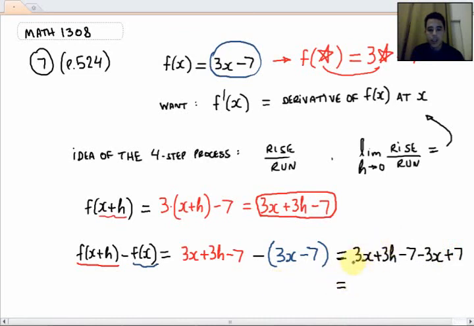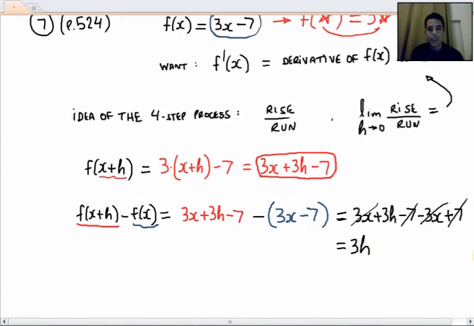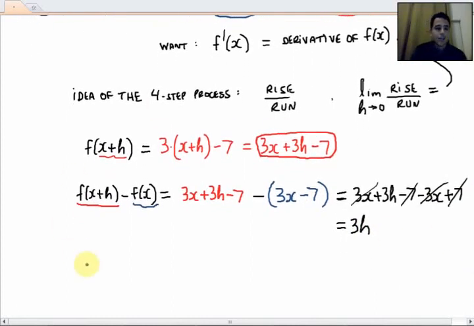See here, I can cancel the 3x with minus 3x. Look at this, negative 7 with plus 7. All that's left here is the 3h. Very nice. Okay, then the third step is to actually do the rise over run. So this here was a rise, right? f of x plus h minus f of x.